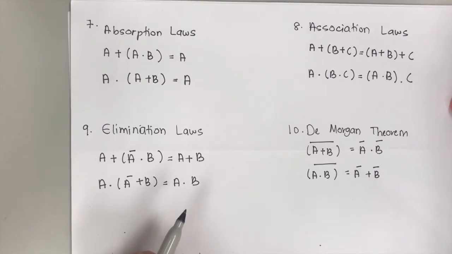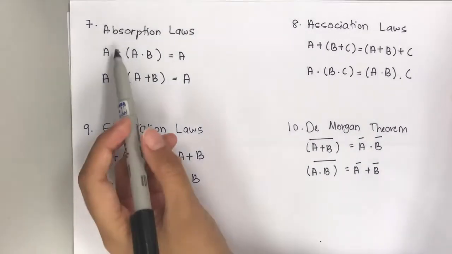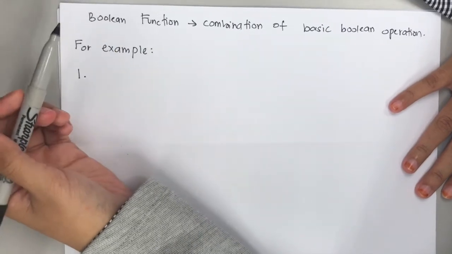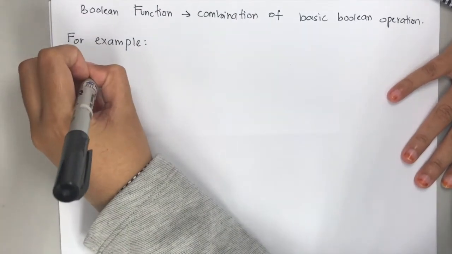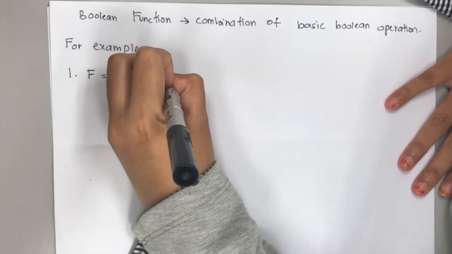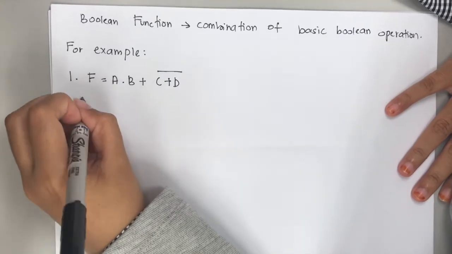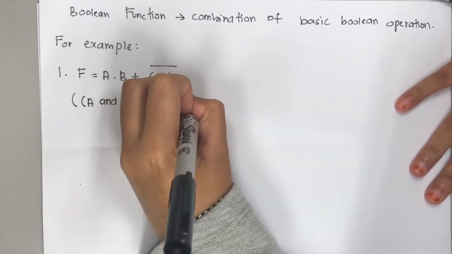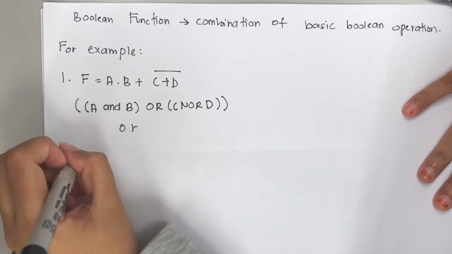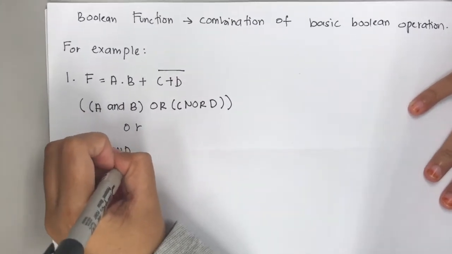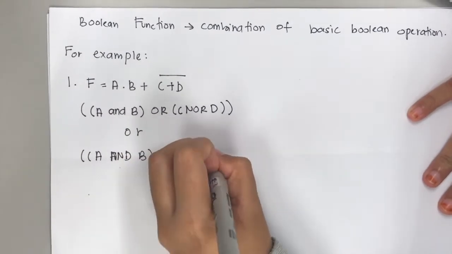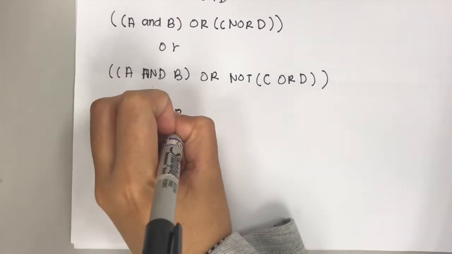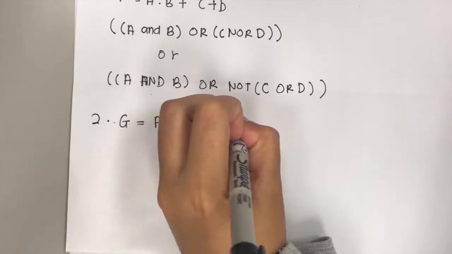All the theorems and laws can be proven by substituting the value of 0 or 1 for each variables a, b, and c based on the truth table for each logical operations given. Next, moving on to Boolean function, which is a combination of basic Boolean operation. For example, number 1, f equals to a dot b plus c plus d naught. It can also be written as bracket a and b or c nor d, or a and b or not c or d. And the second example is g equals to a dot b bracket plus c plus d naught.